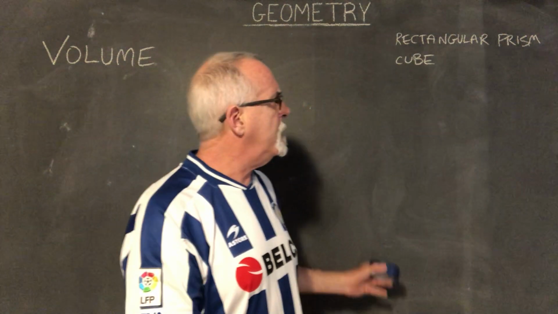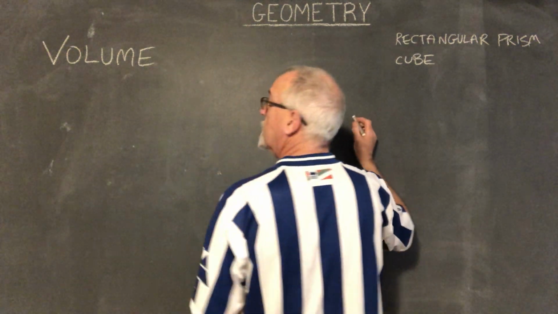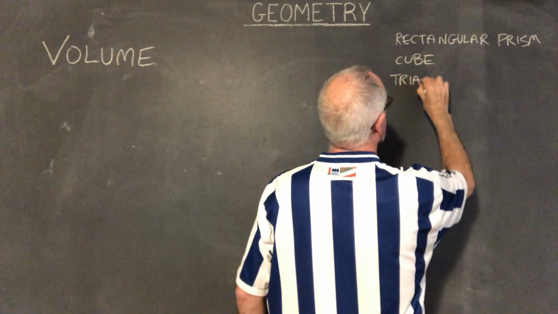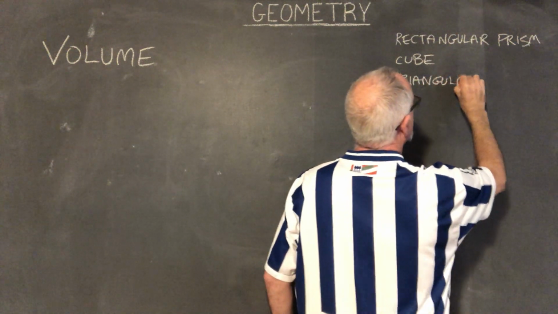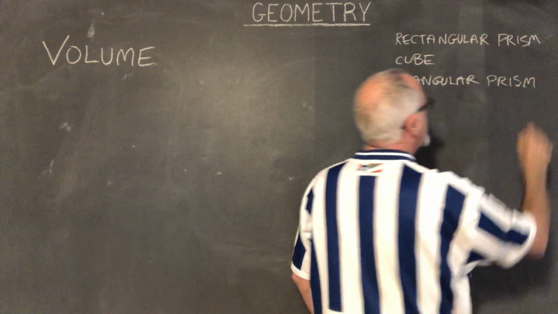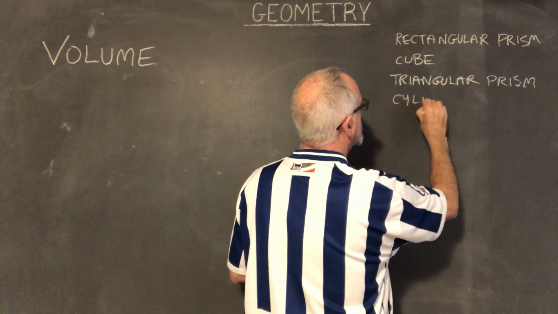We had everything we've covered so far. Oh, I didn't write the triangular prism. I didn't write that on my list, so I'm going to write that. Triangular prism. And the cylinder. Is a cylinder another type of prism?